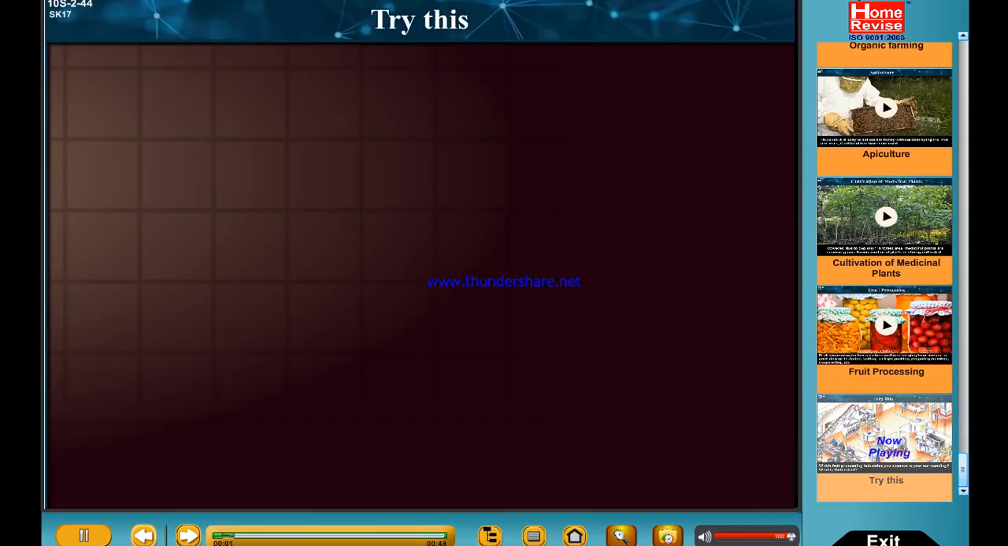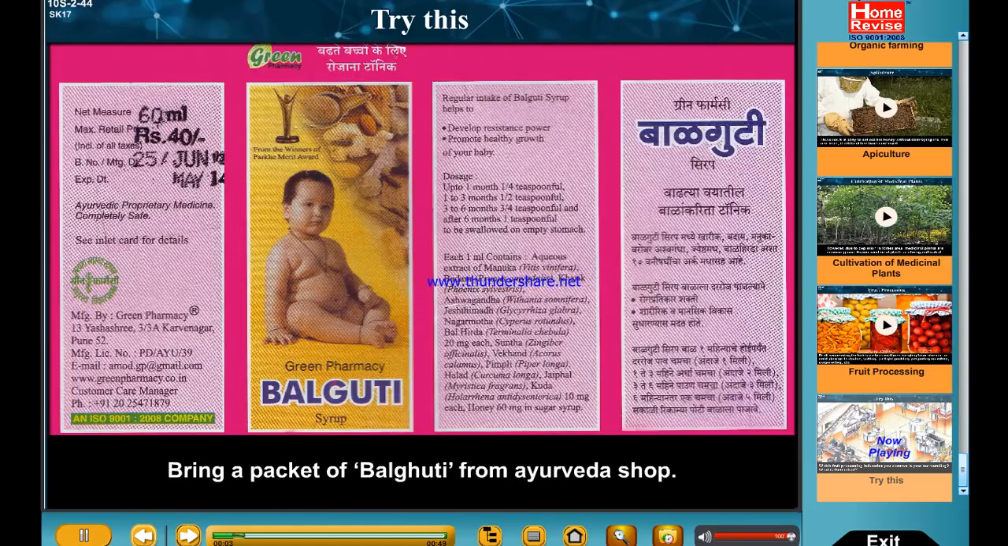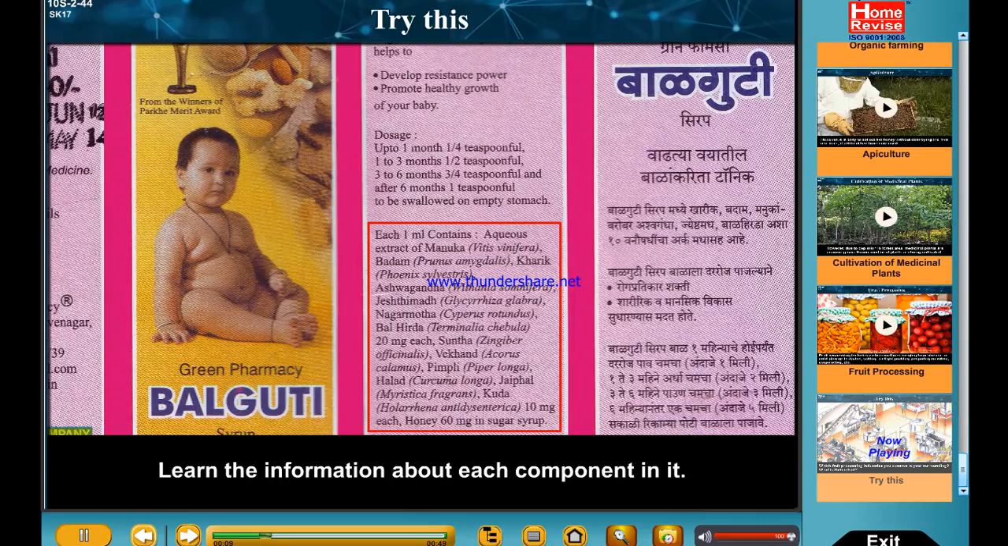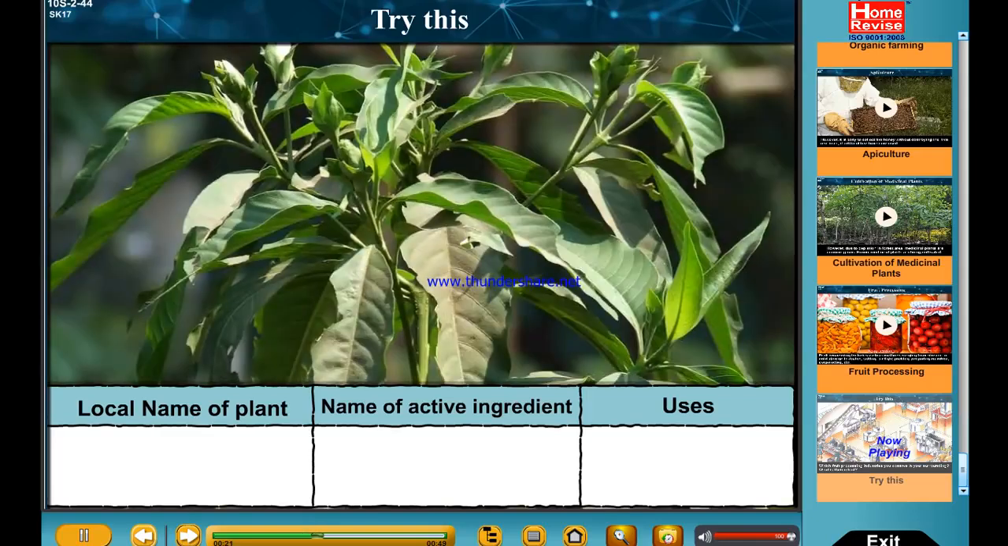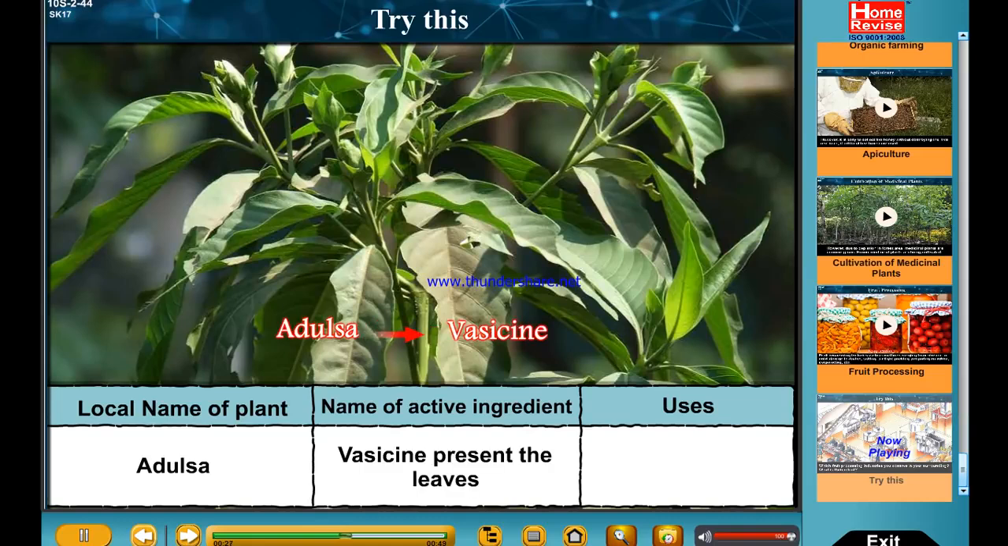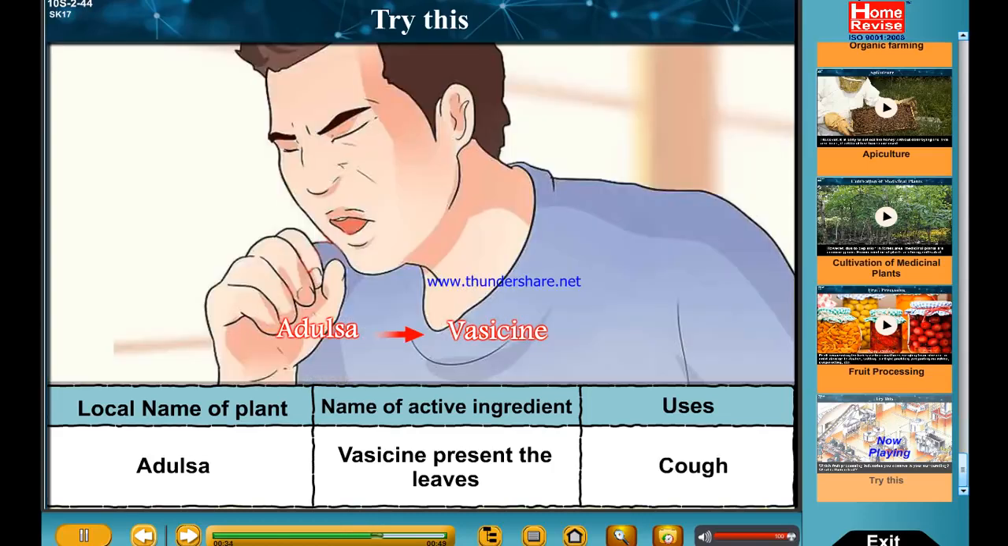Try this. Bring a packet of Bal Gutti from an Ayurveda shop. Learn the information about each component in it. Collect information about various other medicines and prepare the chart as shown below. Local name of plant: Adulsa. Name of active ingredient in it: Vasicine, which is present in the leaves. Its uses: used against cough.